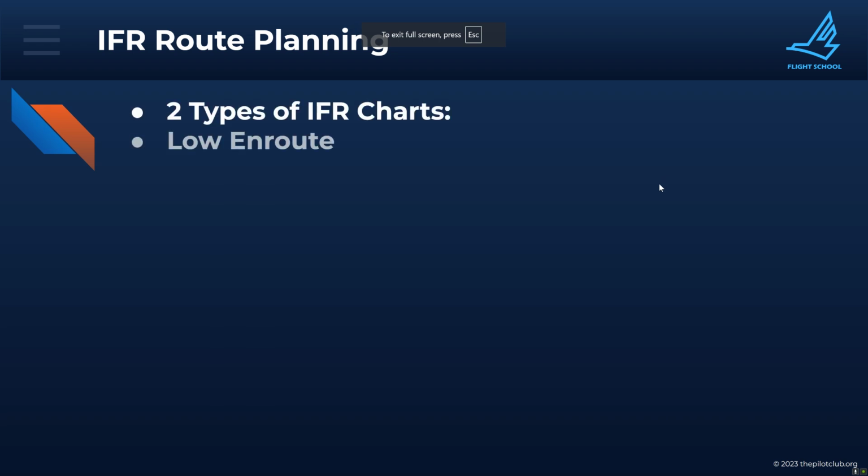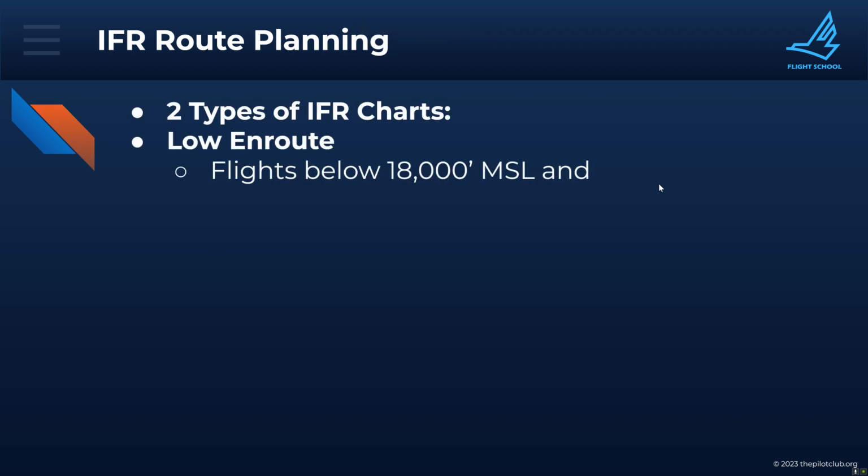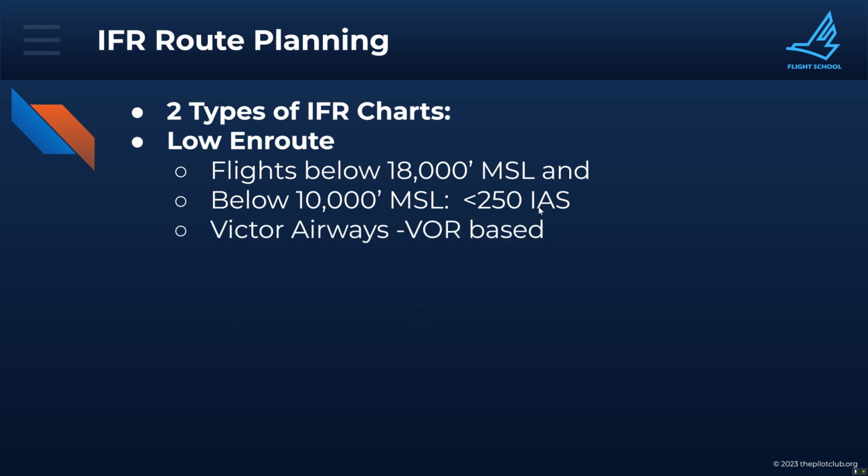Okay, so low en route chart. This is for your flights below 18,000 feet MSL. And if you're below 10,000 feet MSL, you have a speed restriction. You have to be less than 250 knots indicated airspeed. So for your low en route chart, it's for below 18,000 feet MSL. But remember, if you're below 10,000 MSL, you have a speed restriction of less than 250 knots.